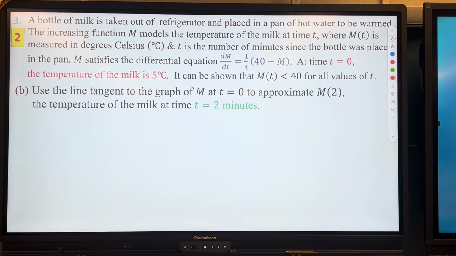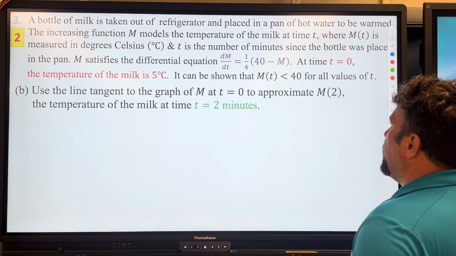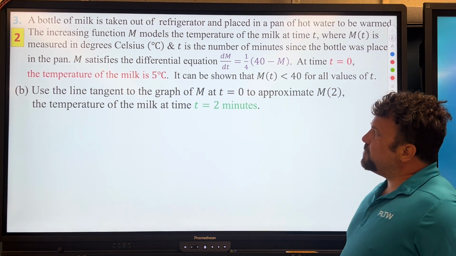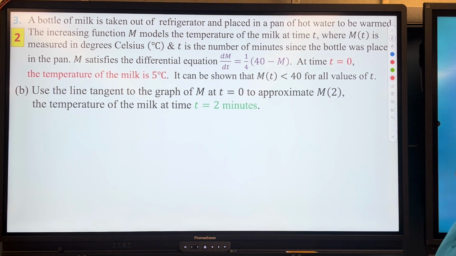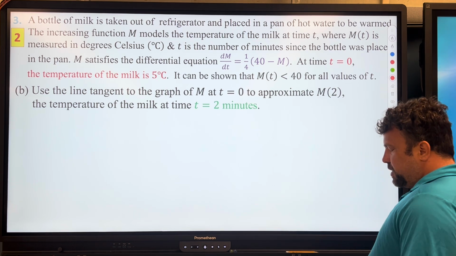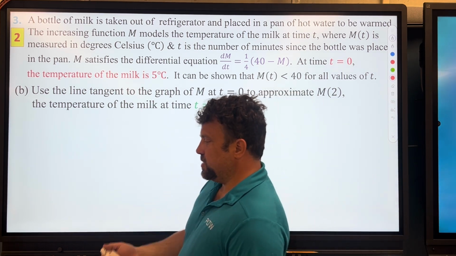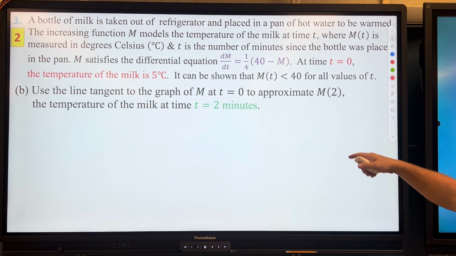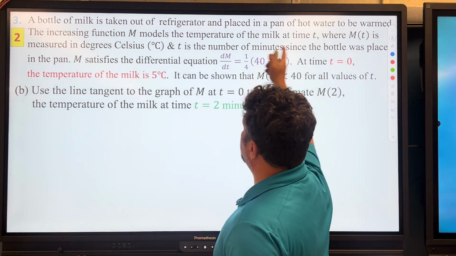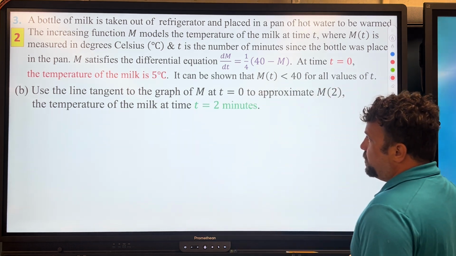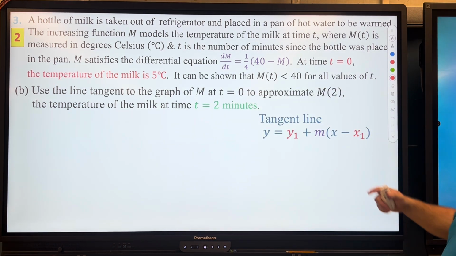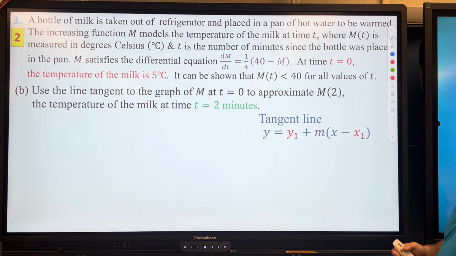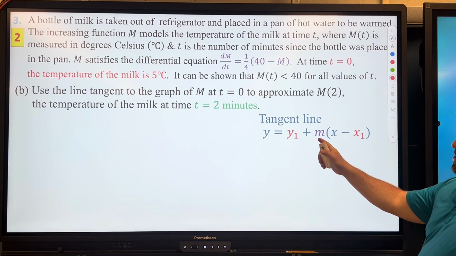All right, B, use a tangent line to the graph of m at t equals 0 to approximate m of 2, the temperature of milk at time t equals 2 minutes. So a tangent line, once again, you're going to be using point slope form. You have to find the slope and you have to find 2 points. T equals 0, 5 gives us our 2 points, so that's important. And our tangent line, like I said, is point slope form. So we need our 2 points, and the slope is the important thing.